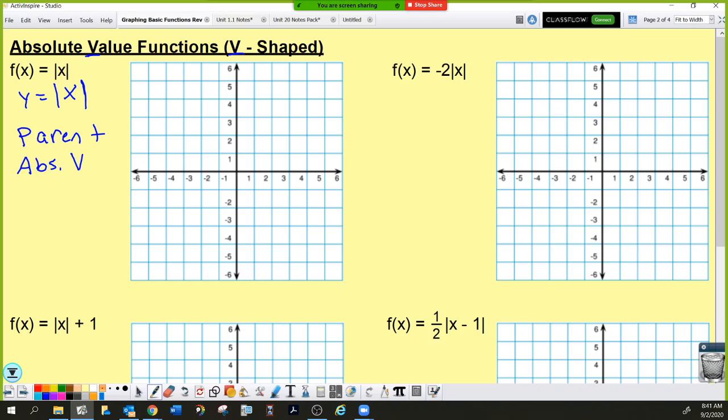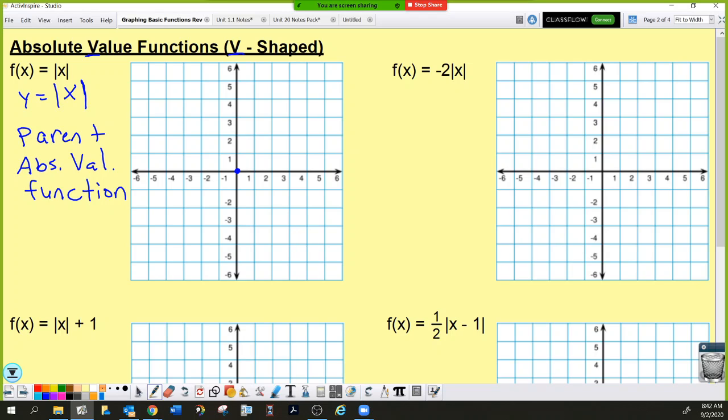And I don't have a whole lot of space, so I'll say the absolute value parent function. Now, just like the linear parent function, this one does go through the point 0, 0. See, the dirty little secret is that almost all parent functions go through the point 0, 0. And all the ones that we're going to talk about today do go through the point 0, 0. So the linear went through 0, 0. The absolute value goes through 0, 0.